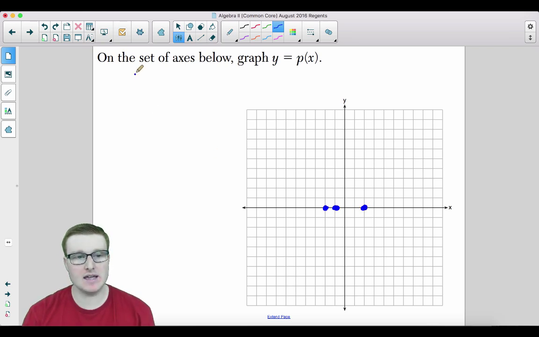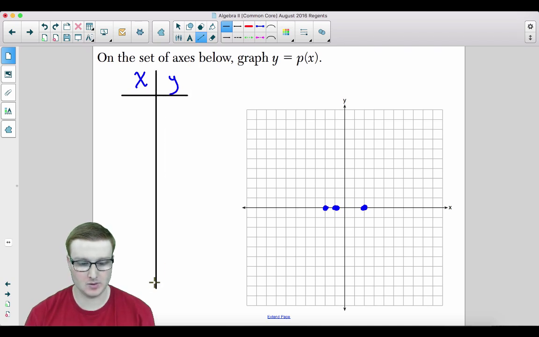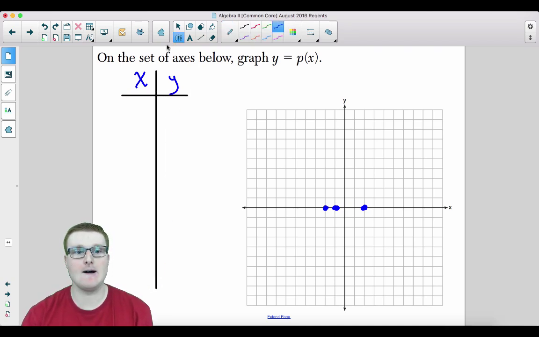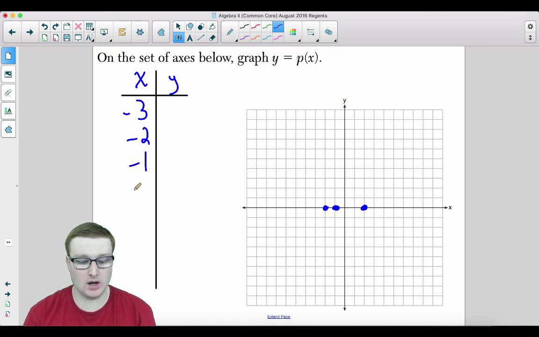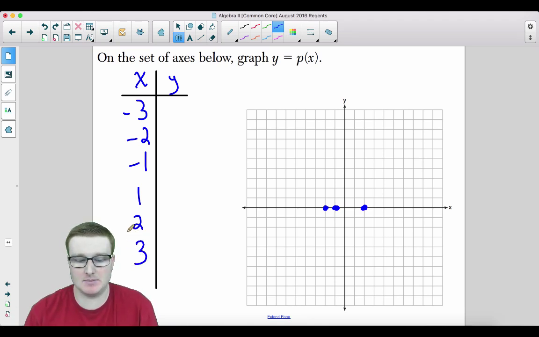What I want to do is I want to be incredibly accurate. So what I'm going to do is set up a table of values. So negative 3, negative 2, negative 1, then 1, 2, 3. This is called a selected table of values. I'm just picking numbers that I think are appropriate.